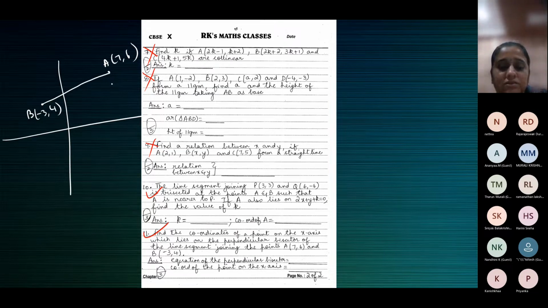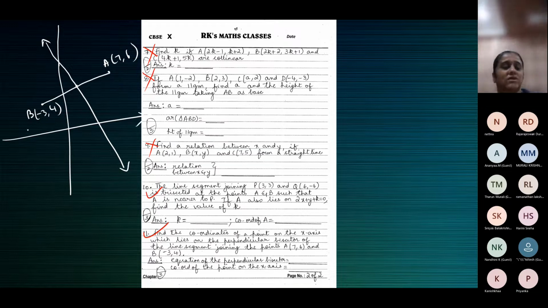Find the coordinates of a point on the x-axis. So the point whose coordinates you have to find is on the x-axis. That means its y coordinate is 0. X, 0 is the point. So find the coordinates of a point on the x-axis which lies on the perpendicular bisector. So the perpendicular bisector of this one, something like this. Roughly, this is the perpendicular bisector of AB.